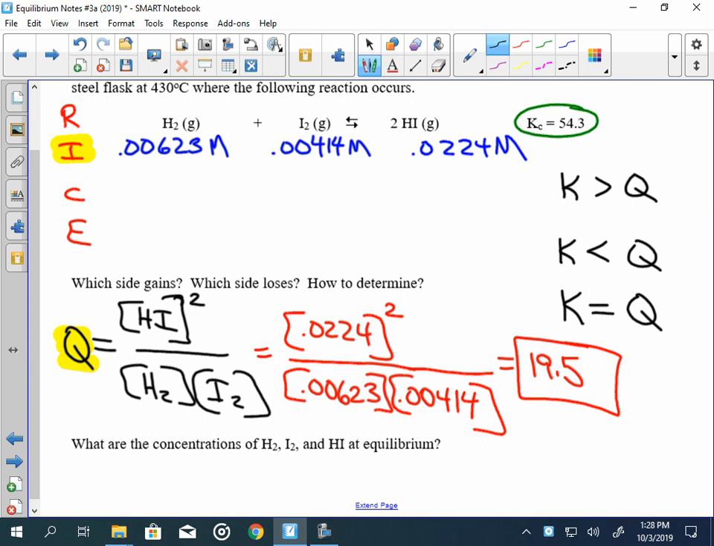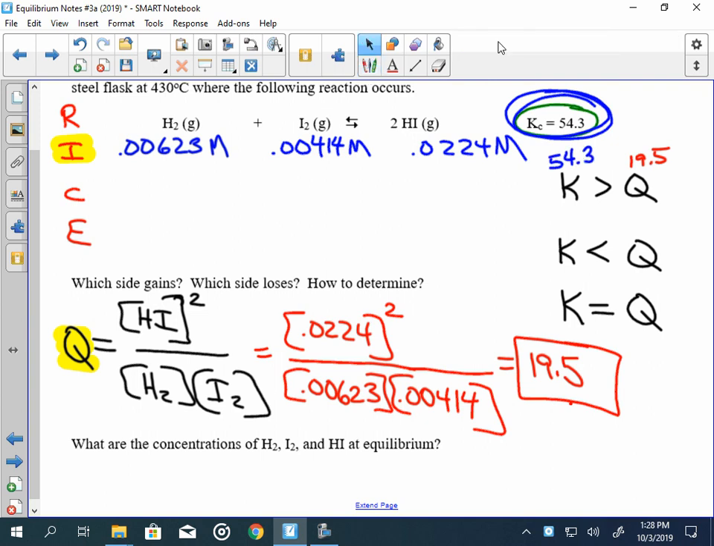In this problem, I know my Q value is 19.5. I know my K value here is 54.3. So I can say without a doubt, if I'm comparing those two numbers, K is greater than Q. And so I'm just going to mark this. K is greater than Q.